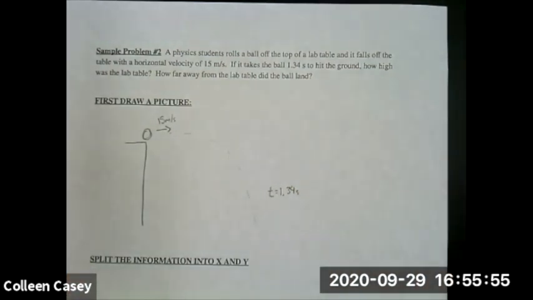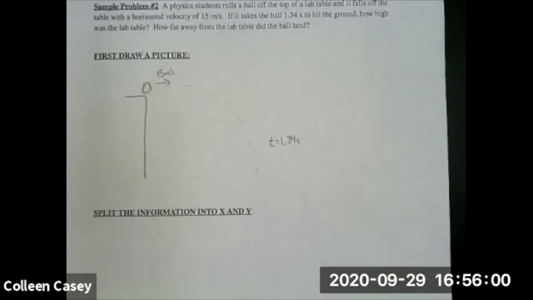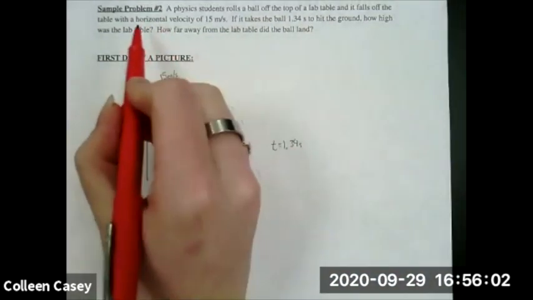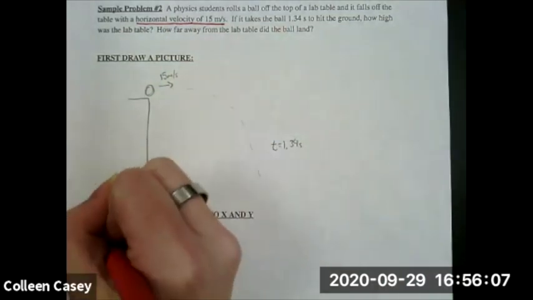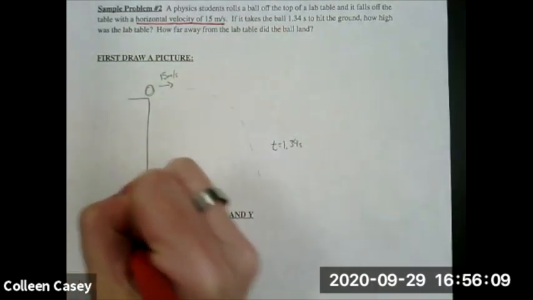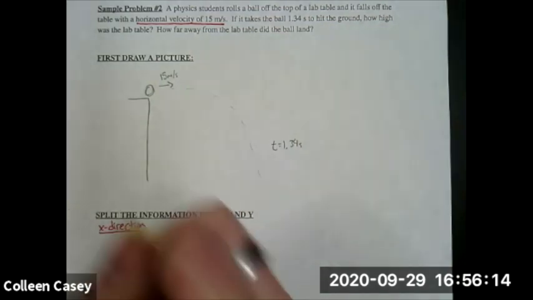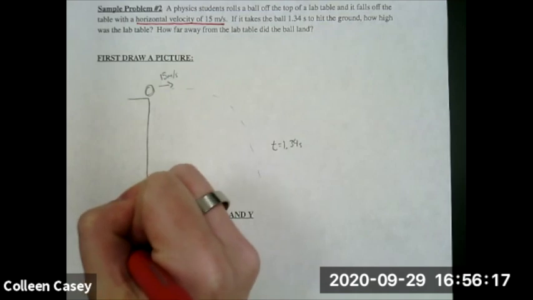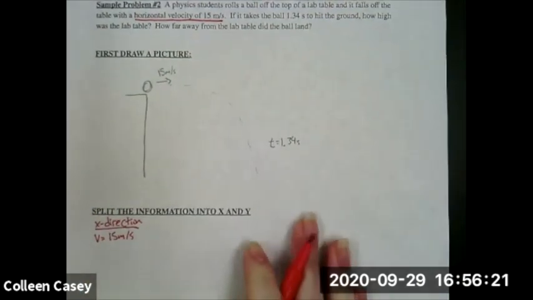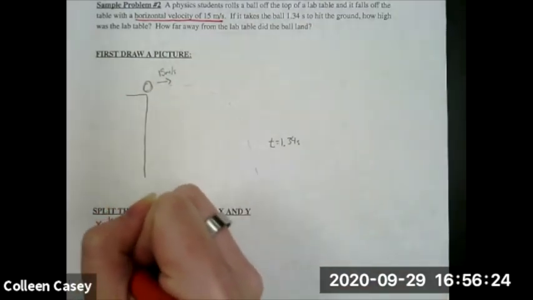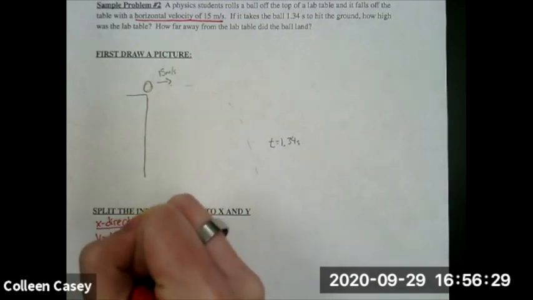So now I'm going to go through, and when I write all of my information, I'm going to color code it. So it falls off the table with a horizontal velocity of 15 meters per second. So my x direction, or my horizontal information, I'm going to have in red, and I know that my velocity is 15 meters per second. I don't know the distance, but I do know the time. It is 1.34 seconds.